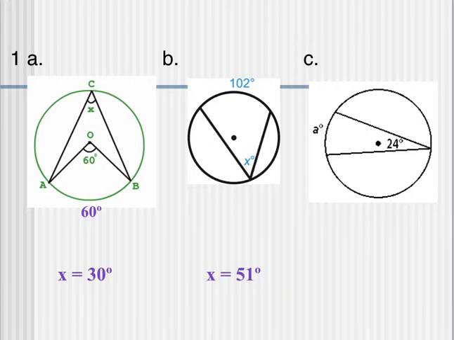For part C, you're working backwards because this time you know the inscribed angle is 24 degrees. Working backwards, knowing that that is half of the arc it cuts off, you could figure out that the arc here is twice 24, 48 degrees. Pause here and see if you could figure out question 2 on your own.